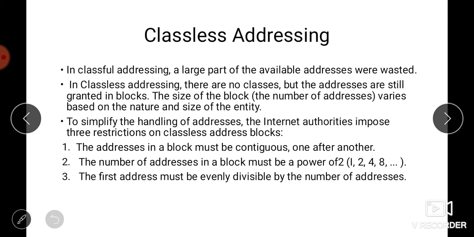The size of the block varies based on the nature and size of the entity. To simplify the handling of addresses, the Internet authorities impose 3 restrictions on classless addressing. First, the addresses in a block must be contiguous, one after the other. Second, the number of addresses in a block must be a power of 2. Third, the first address must be evenly divisible by the total number of addresses.